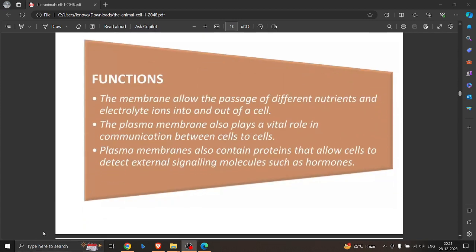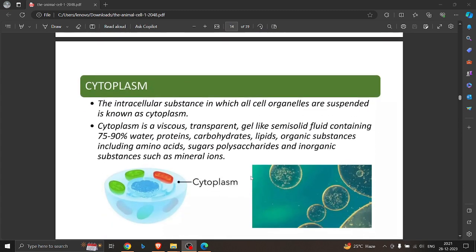Now the functions of the plasma membrane. The membrane allows the passage of different nutrients and electrolyte ions in and out of the cell. The plasma membrane also plays a vital role in communication from cell to cell. Plasma membranes also contain proteins that allow cells to detect external signaling molecules such as hormones.